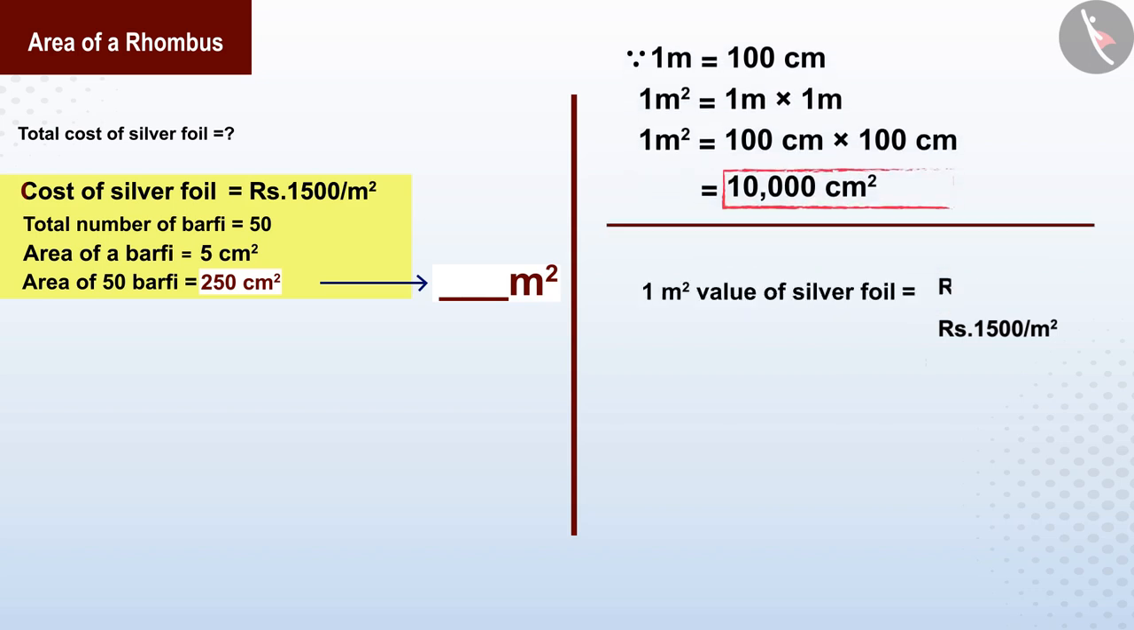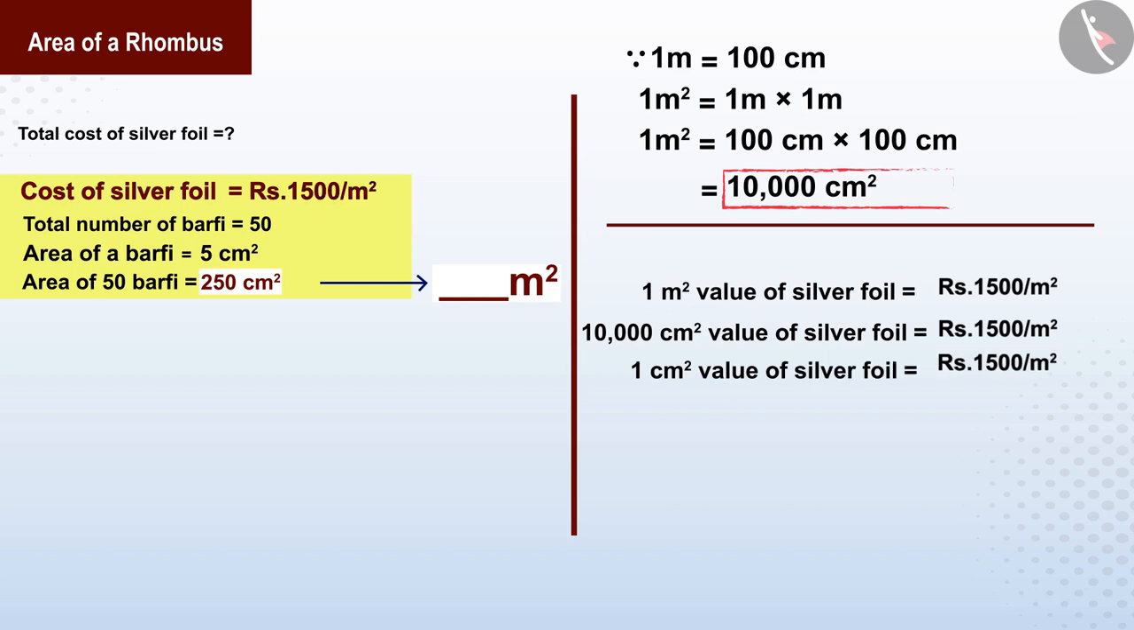Therefore, the cost of 10,000 square centimeters of silver foil is 1,500 rupees. So, the cost of 1 square centimeter would be 1,500 divided by 10,000, which is 15 paise. Now, can you use this information to tell us how you will get the cost of 250 square centimeters of silver foil?